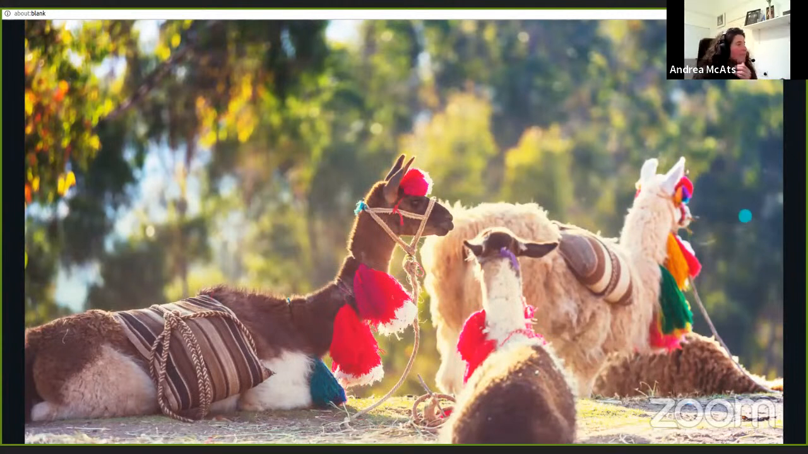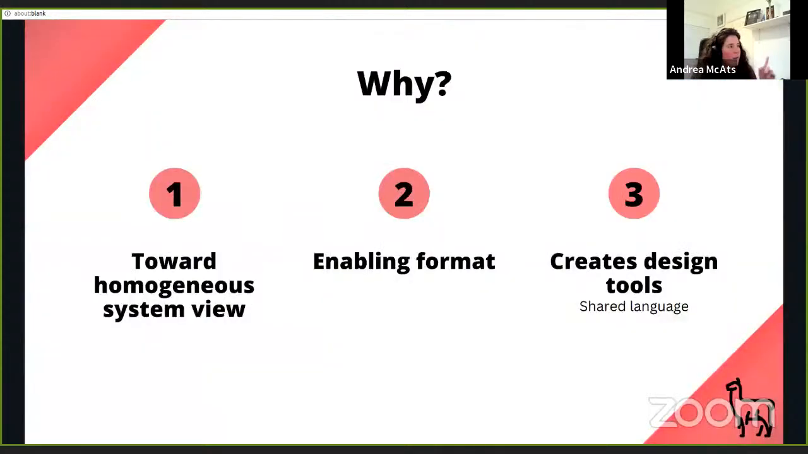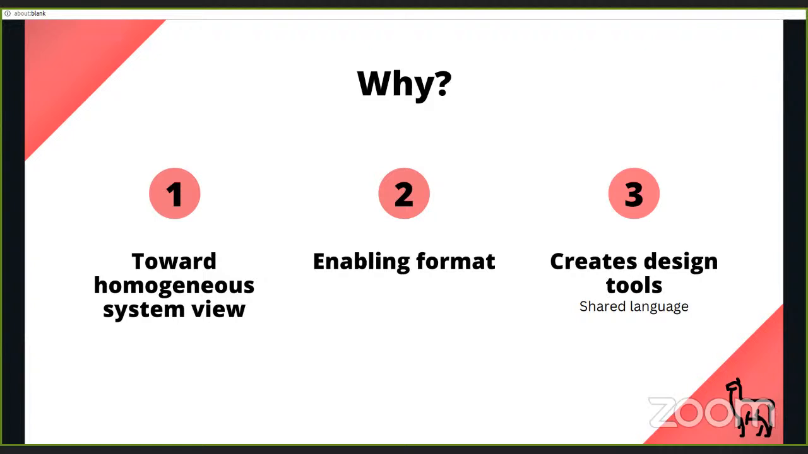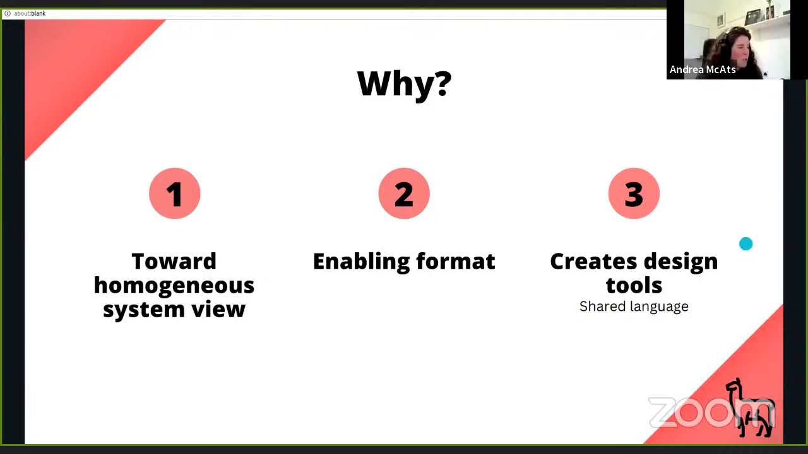Very nice. So I think you understand maybe slightly better these three whys, hopefully, and the homogeneous system view, and why that would be the enabling format and why that happens, and this creates design tools. This is all about creating all these diagrams that people come back to. And so that makes me think.